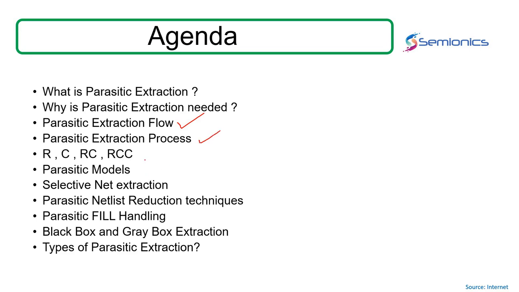The whole process as well. So the different kinds of extractions. Generally we go for resistance only extraction, capacitance only extraction, or RC, resistance and capacitance, or resistance and coupling capacitance extraction. We even have XL, that is the inductance extraction as well. But for this section, we will just stick to RC, R and C kind of extractions.